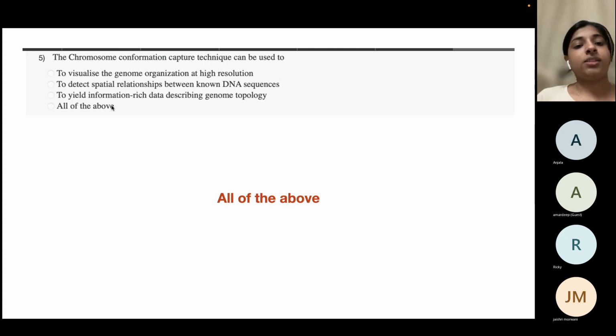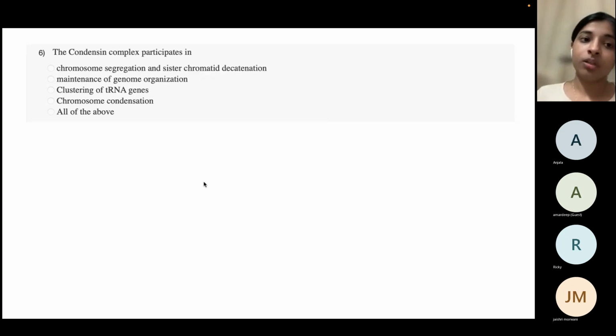So if you look at these options now, to visualize the genome organization at a high resolution is possible by Hi-C technique. Spatial relationship between known sequences of DNA is possible by 3C itself, and to yield information-rich data describing genome topology. Topology is again the way in which the genome is organized, and it can indeed yield information on that. So all of the above.